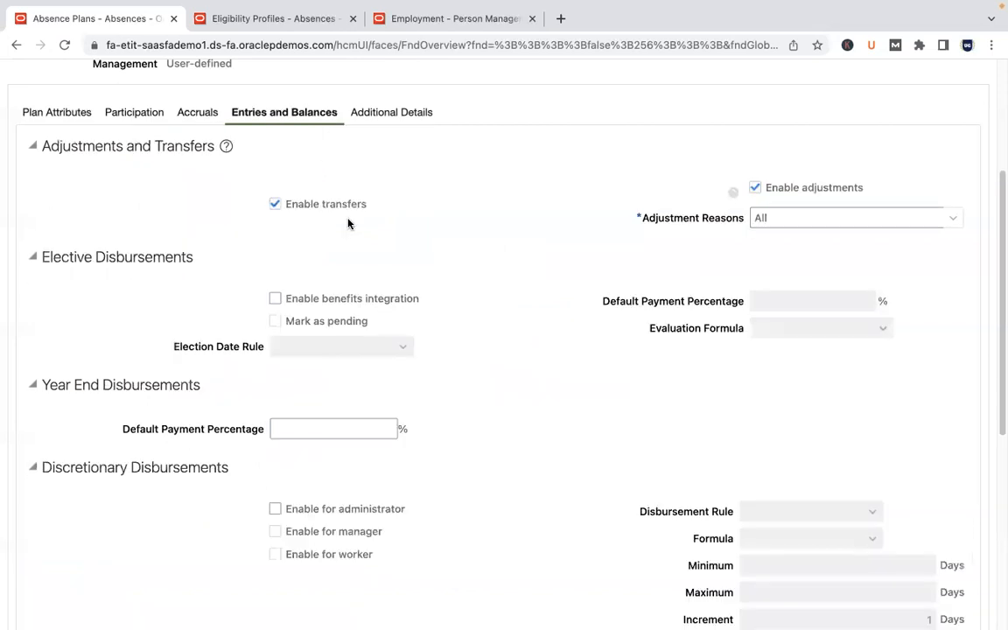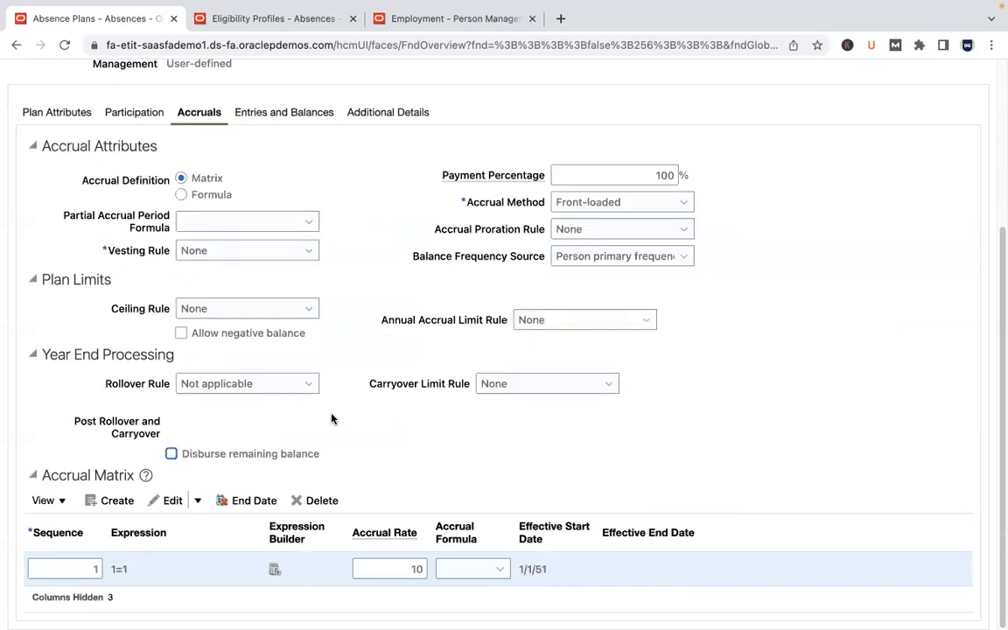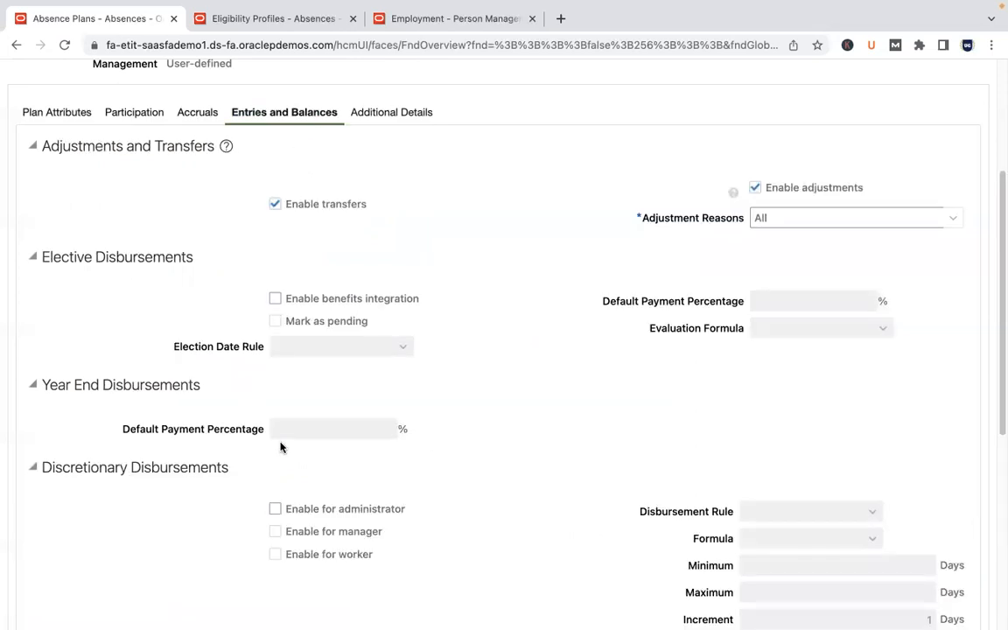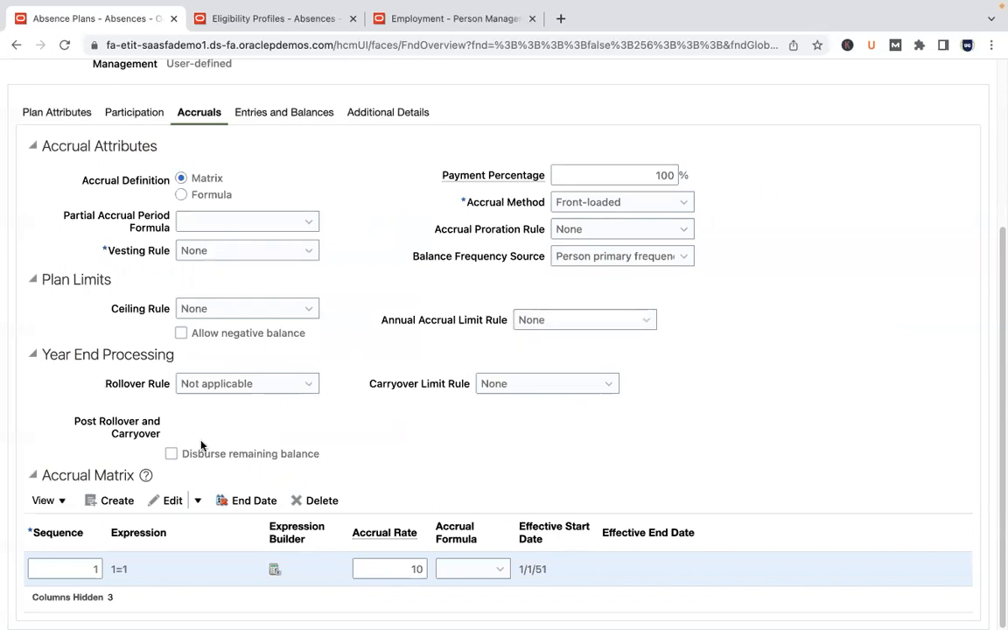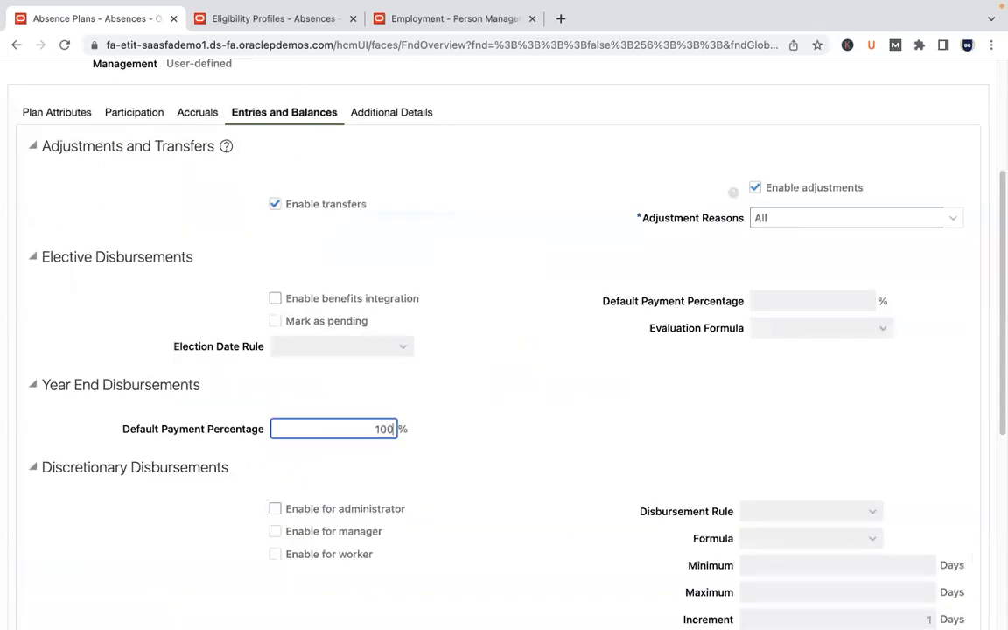And when you say disperse remaining balance, if you go into the entries and balances tab, you see the payment percentage gets enabled. So this gets enabled only when you tick this box. If you don't disperse a remaining balance, if they just lapse, in such a case you don't tick that, and employees will not be paid out for unused balances. If you say disperse remaining balance, you can mention whether you want to pay it out at 100% or 80% or 90%.